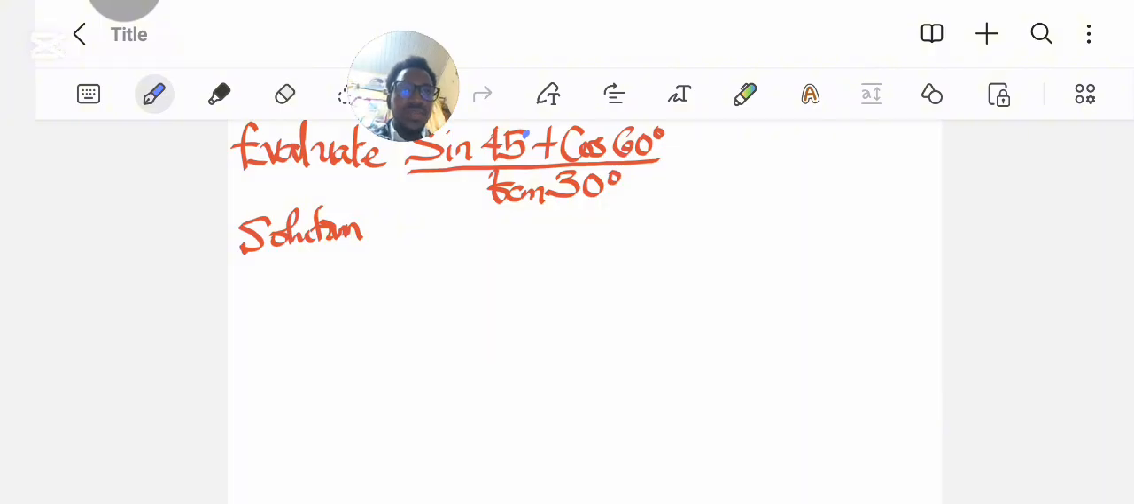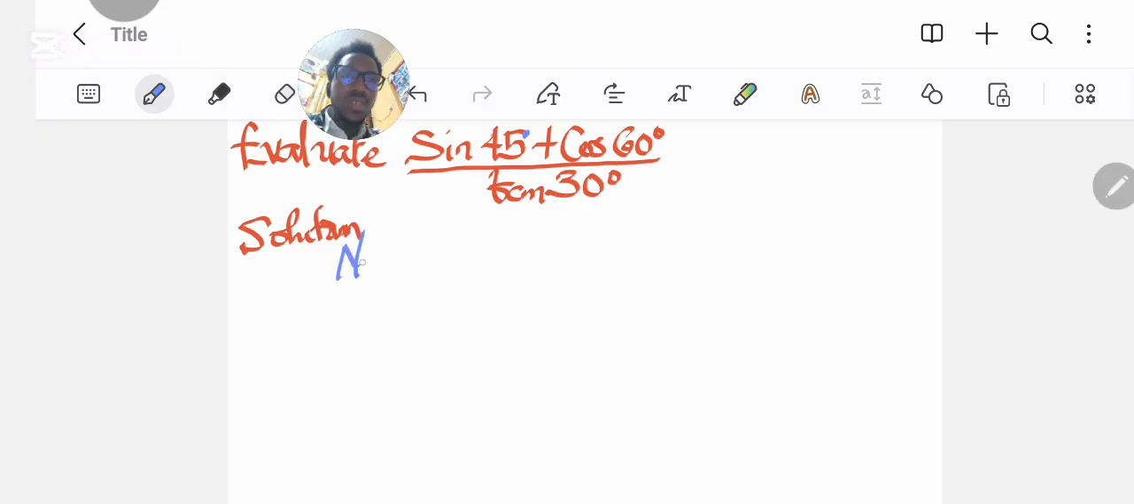All right, so we'll continue our class again. We'll continue with this topic on surds that deals with trigonometry. We've been asked to evaluate sine 45 degrees plus cos 60 degrees, all divided by tan 30 degrees. Each of these trigonometry values, sine 45, cos 60, tan 30 degrees, has a different value because they are special angles under trigonometry. So straight up, let's go ahead and solve this.